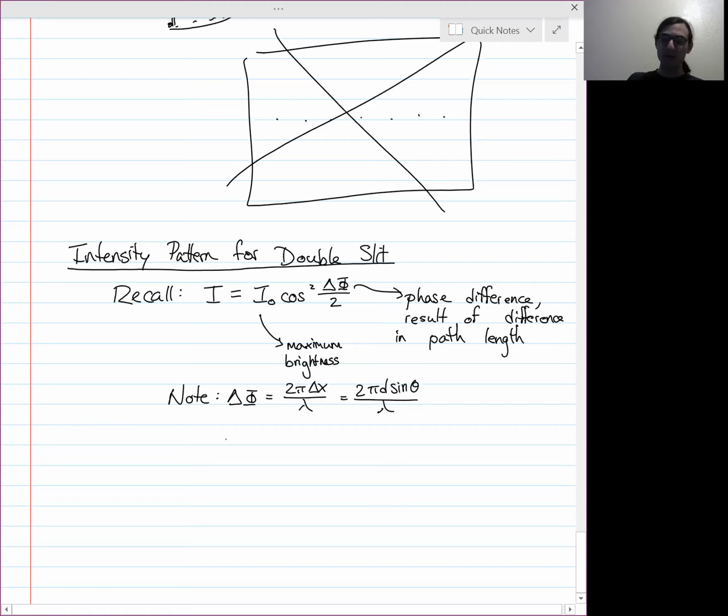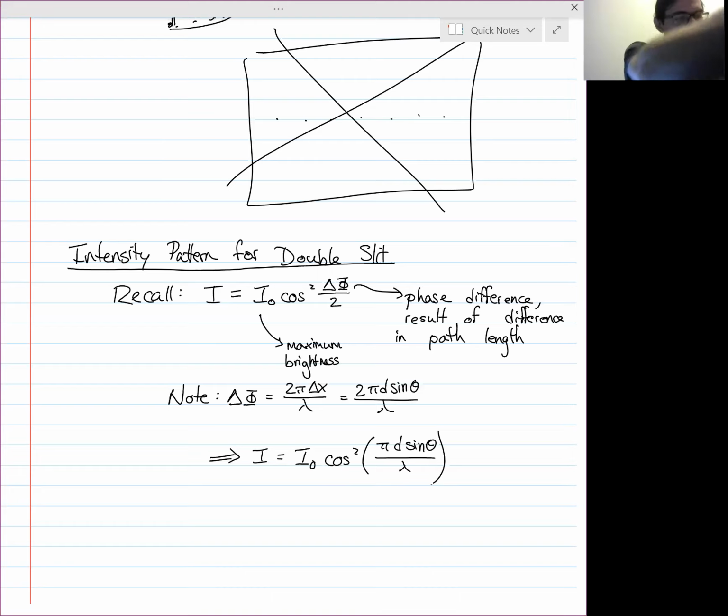And so what we get is a formula. This is, I promise, not the nastiest formula in this course. It actually gets way worse, and we'll see that on Monday or next week on Wednesday. This is equal to I naught cosine squared of pi d sine theta over lambda. So it's weird to have a sine inside of a cosine, but it just is how it works out.